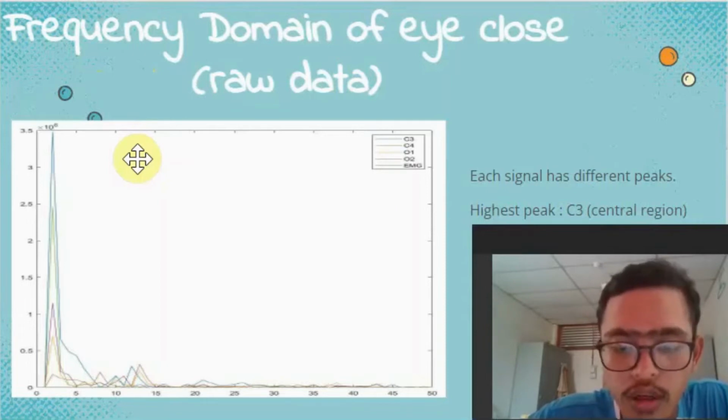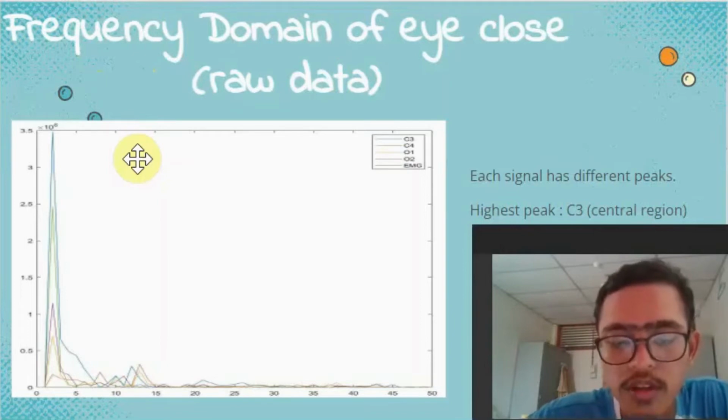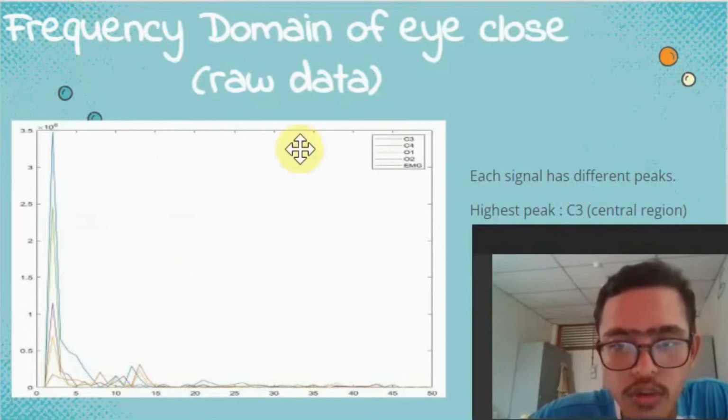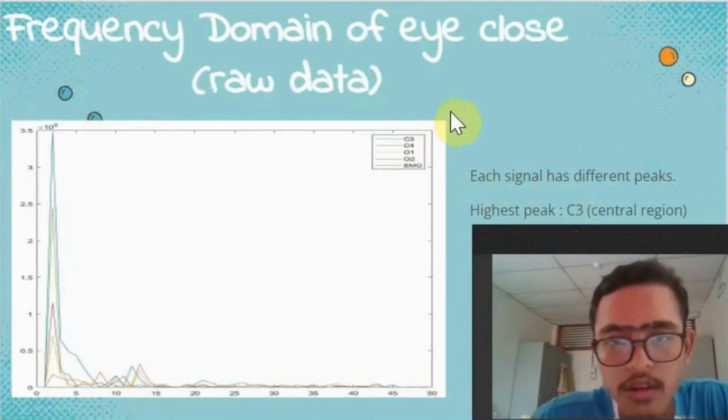So there are also other methods to know the frequency of the peak, which is by using the FFT function. But in this report, we only show the method of using the spectral function. So we can see that each signal actually has different peaks, and from this figure, we can see that the highest peak is the blue one, which indicates the C3 of the central region.